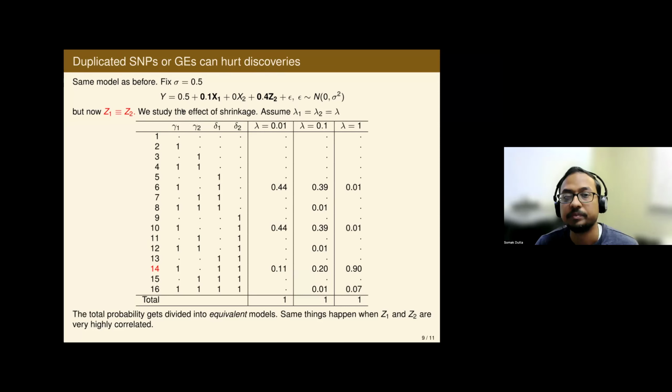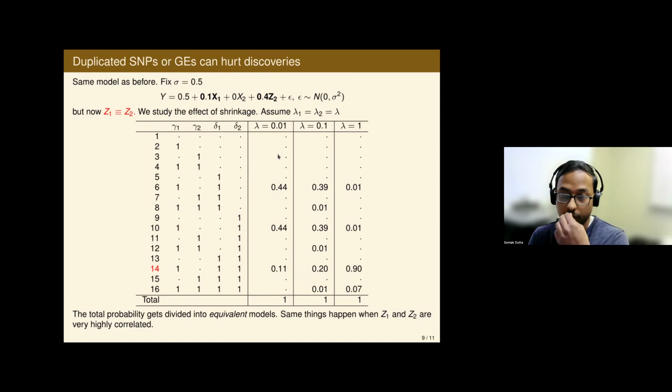Here's how. So here we fix, I think, sigma is 0.5. Now, the way we generate the data, it's kind of the same model from before. So we have the first SNP that is important. We have a gene that is important. But now we set Z1, the expression of the first gene, to be exactly the same as the expression of the second gene. Okay, so Z1 and Z2 are identical. And here's the effect of the shrinkage.